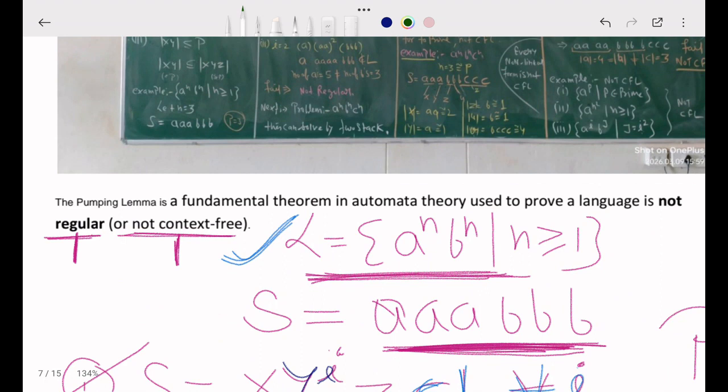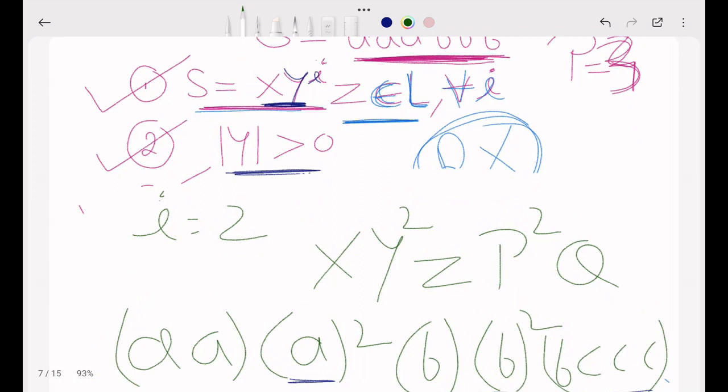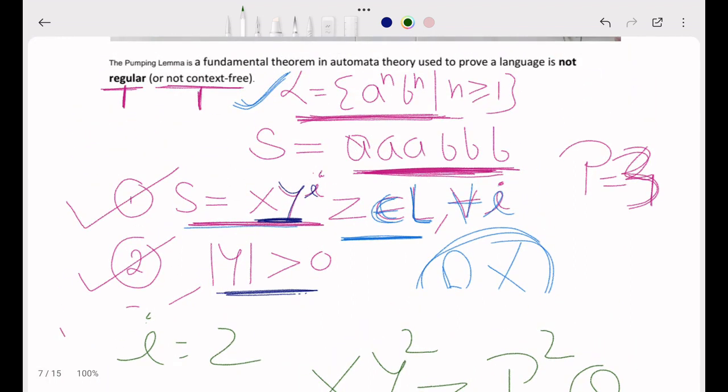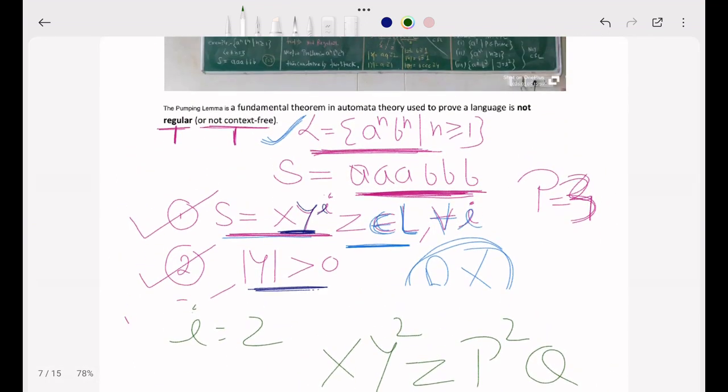The pumping lemma is the fundamental theorem in automata theory used to prove a language is not regular or not context-free. Okay. If the 4 conditions are not satisfied, if you are able to find only one contradiction, the 4 conditions are not satisfied, then this is not regular.